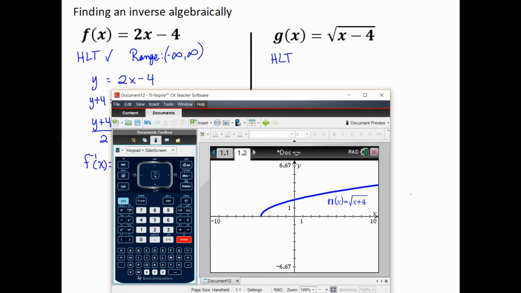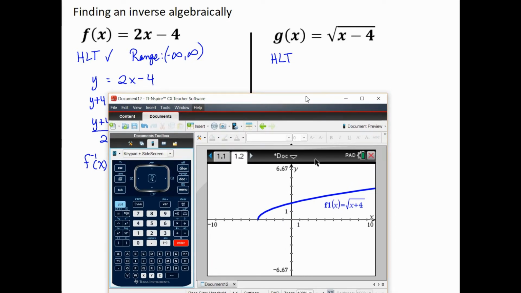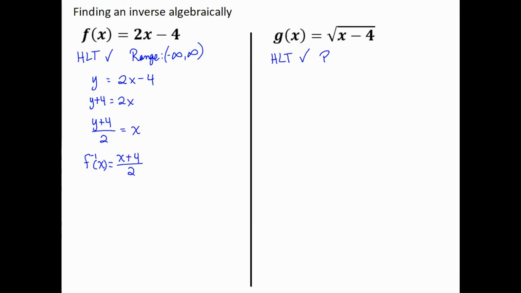So does it pass the horizontal line test? Horizontal line, horizontal line. Yep, seems to only touch it once at any given point. So at no point does it pass it twice. So we are yes to the horizontal line test. And then also get your range. Your range here is 0 all the way up to positive infinity. So horizontal line test, check. And then our range is 0, comma, infinity. That's going to help us out later.